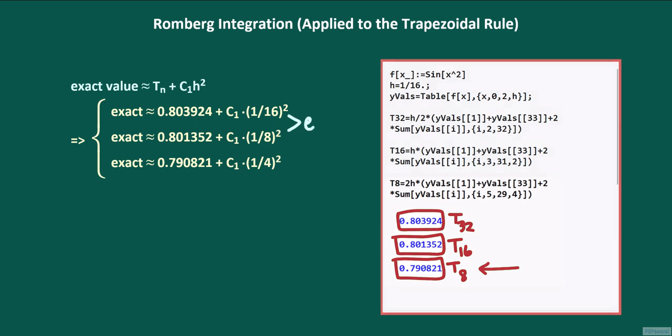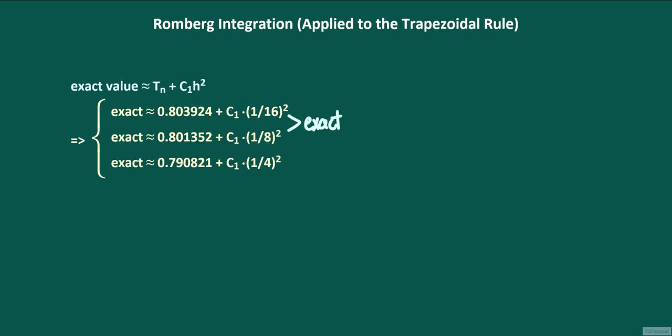Solving these two equations simultaneously, the exact value of the integral turns out to be approximately 0.804781. C sub 1, by the way, according to these equations, is approximately 0.219. We'll refer to the new estimate of the integral as Rom sub 32,16.